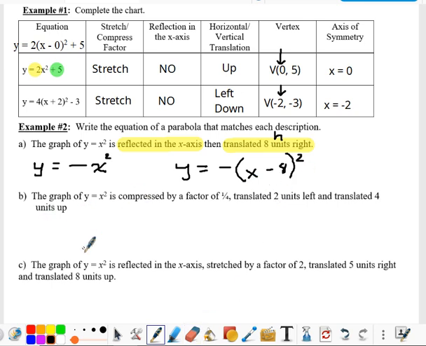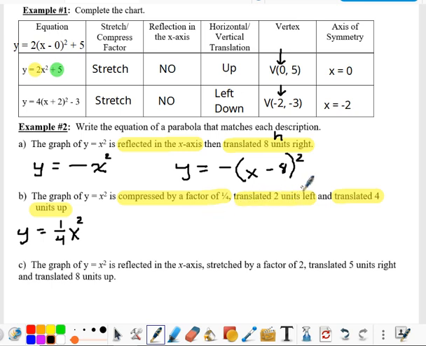Okay, then part B, y equals x squared, all right, pulling up my highlighter here, is compressed by a factor of 1/4, translated 2 units left, and translated 4 units up. So first, y equals x squared is compressed by a factor of 1/4. So that means our a value is 1/4. 1/4 x squared.